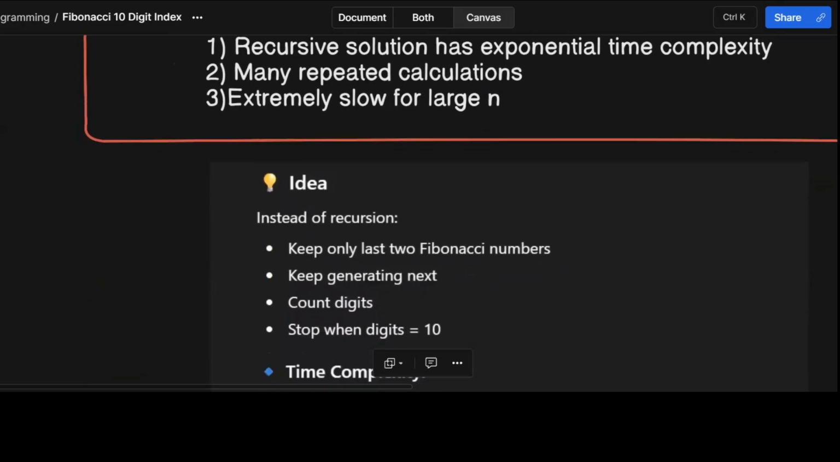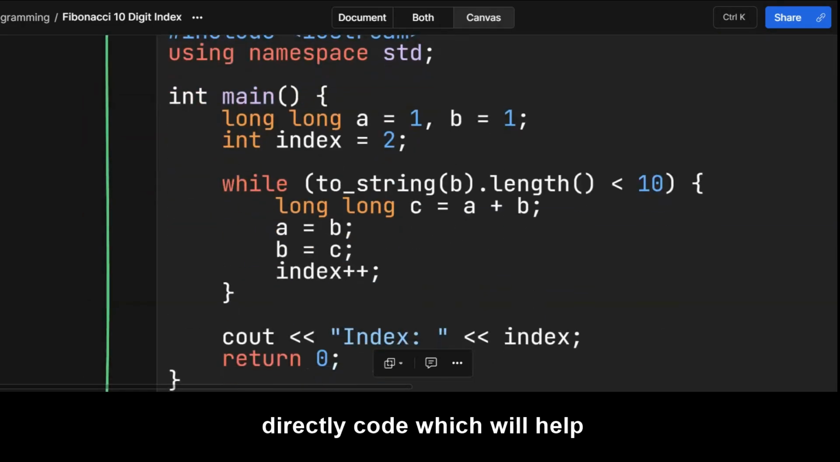Let me show you. I am showing the code directly, which will help you get the exact logic. Here I have a equal to 1. I am starting from the second index, as I said earlier, that is 1 plus 1. I will get the third index as 3. Now, rather than using a count digit function, which will again take n complexity, we simply convert this into a string and check the length. So this saves us from n square complexity to n complexity.